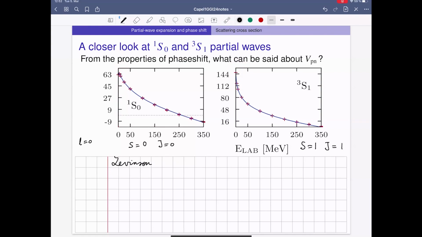The Levinson theorem says that delta L at 0 minus delta L at infinity, and this is equal to 0, is N_L pi, and this N_L is the number of bound states that you have.